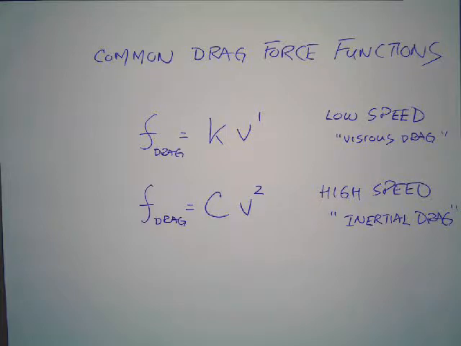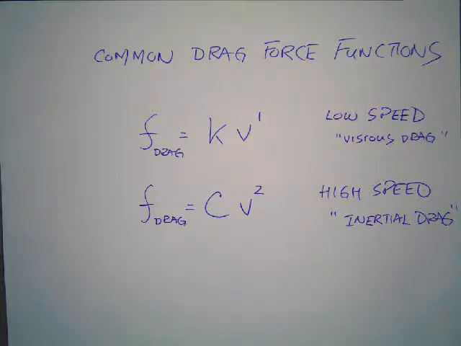I'm not going to get into an explanation of why that is, but in many cases this works for objects that are moving at low speeds, like a baseball that you might just throw at a low speed. The second formula is called the high-speed drag formula, and it's very similar. It says that the drag force is proportional to a constant times the velocity squared.